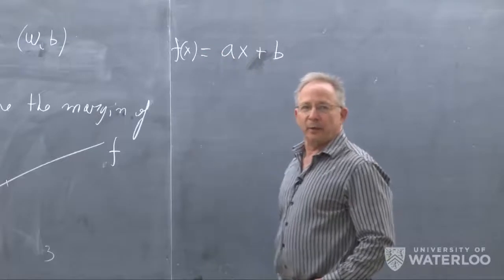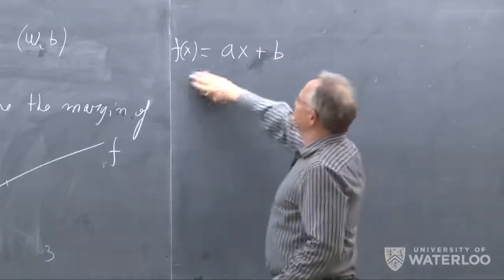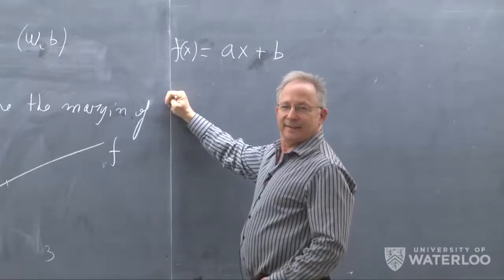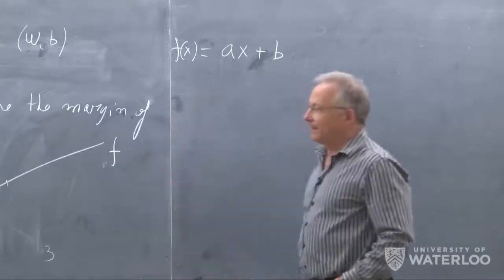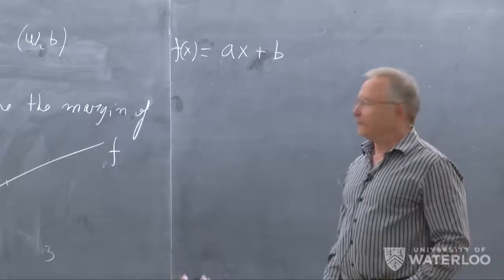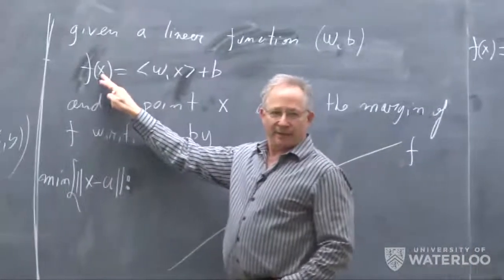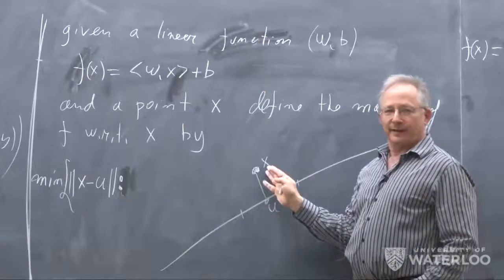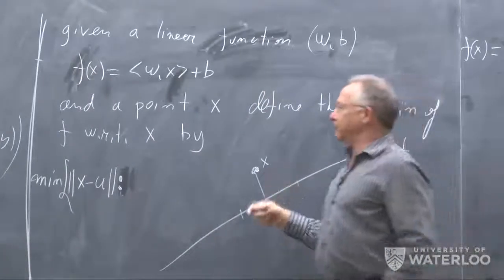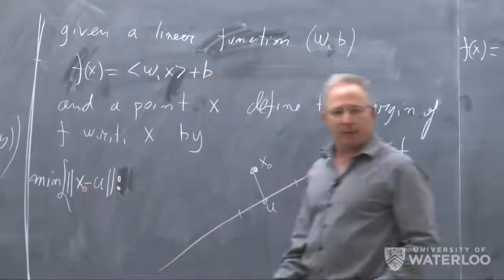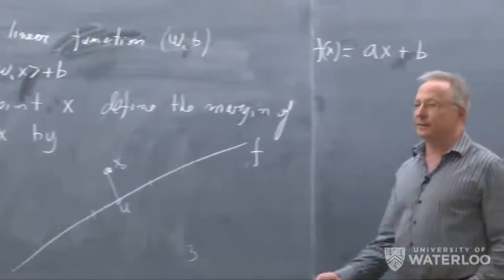How will you tell me that the point is on the line? Just to clarify, the point x and the x in our function are different x's. The x in our function is a general x, a variable. And here I picked a concrete point. So maybe I should call it x0. I picked a point x0, and I want to define its distance to the line.